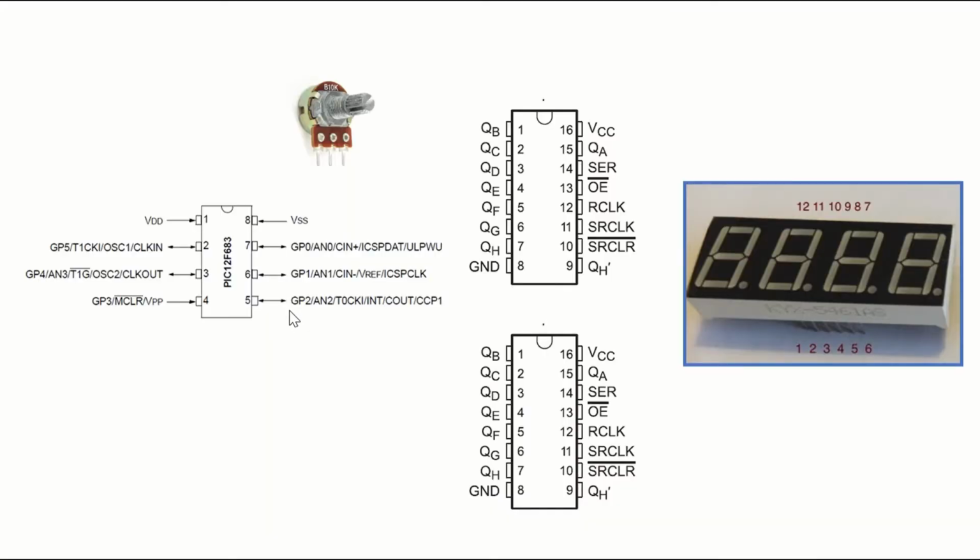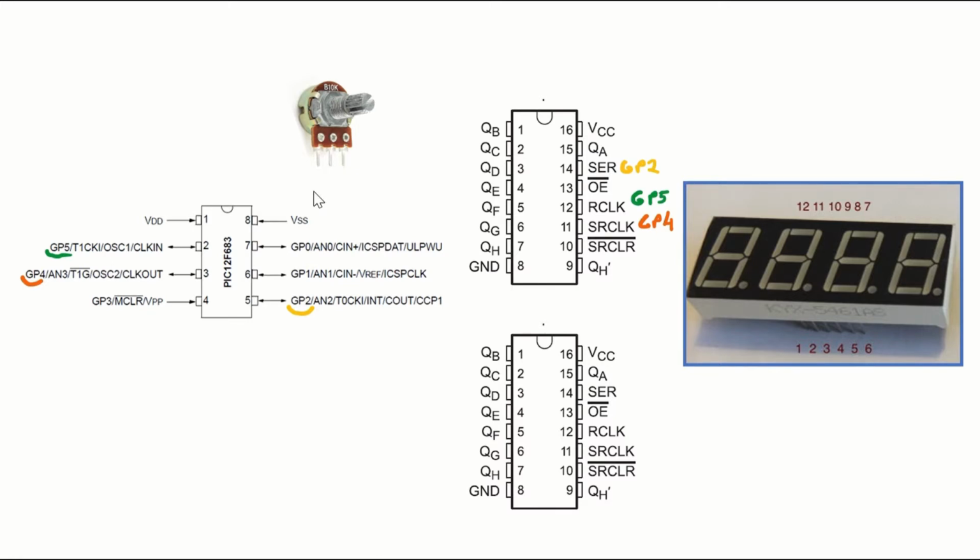If you take a look at our connections, you will see that GP2 is going to be connected to the serial input. GP4 is going to be connected to the shift register clock. And GP5 is going to be connected to the storage register clock.